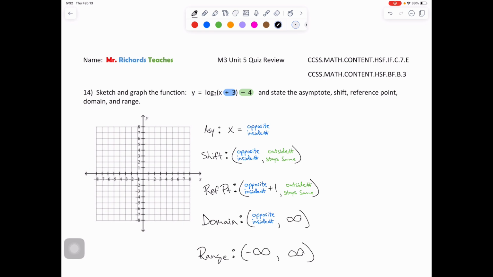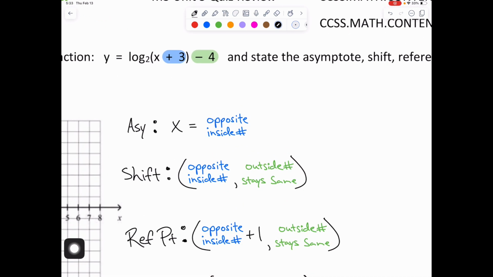Onward to number 14. Sketch and graph the function y equals log base 2 of x plus 3, minus 4, and state the asymptote, shift, reference point, domain, and range. Well, the asymptote is simply x equals the opposite of the inside number. So we're just going to put x equals what's inside the parentheses, a plus 3, so we will make that negative 3.